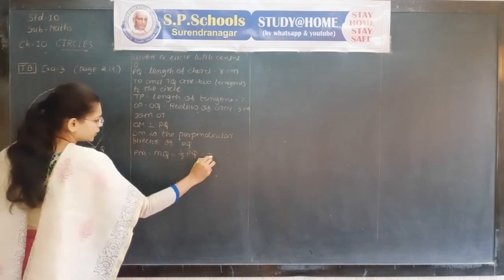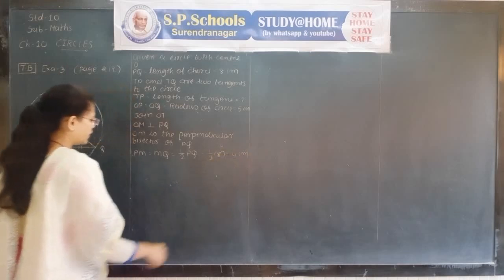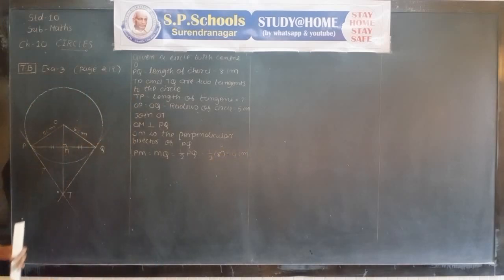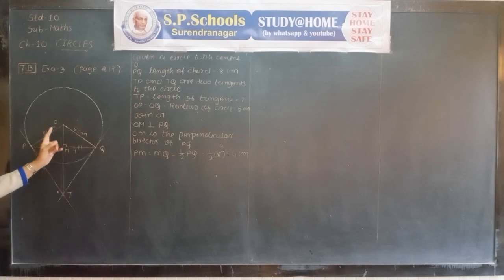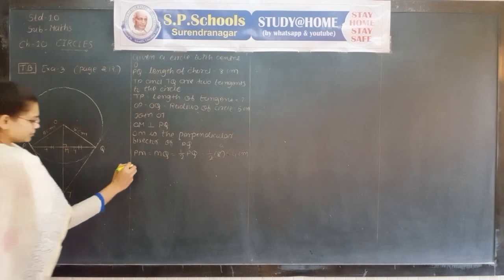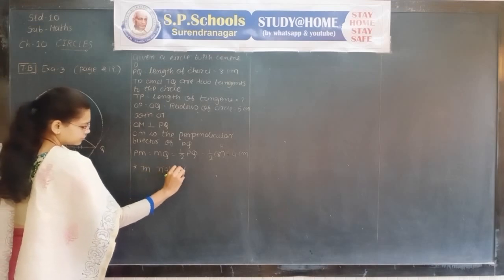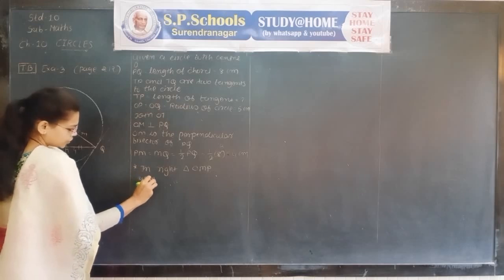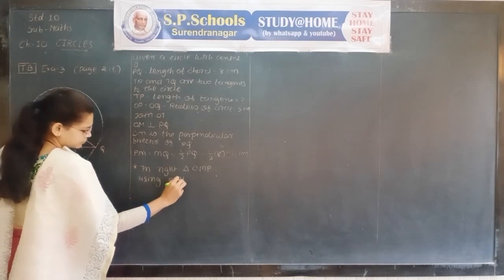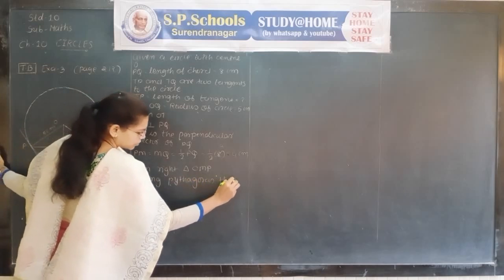But we know PQ is 8, so half of it is 4 cm. PM is 4 and MQ is also 4. First of all, we have to apply the Pythagoras theorem in right triangle OMP. In right triangle OMP, using the Pythagoras theorem.